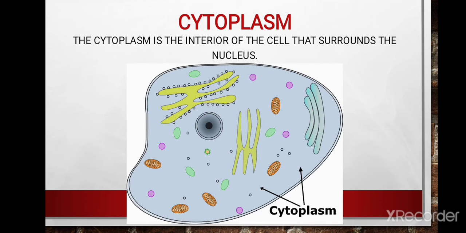Next one is the cytoplasm. It is the interior of the cell that surrounds the nucleus. So that's the picture of the cytoplasm. The cytoplasm is around 80% water. It includes the organelles in a jelly-like fluid called the cytosol. Many of the important reactions that take place in the cell occur in the cytoplasm.